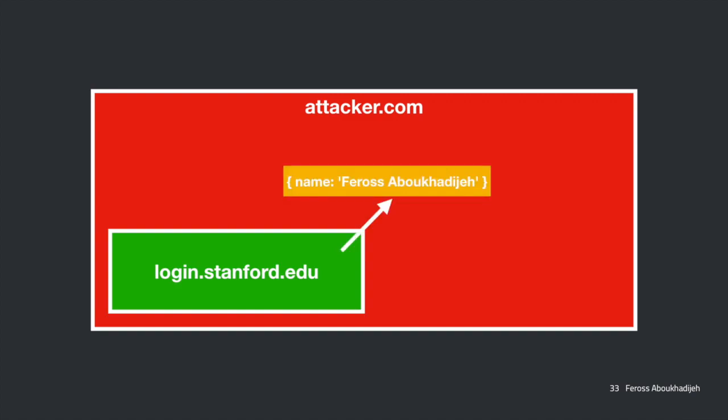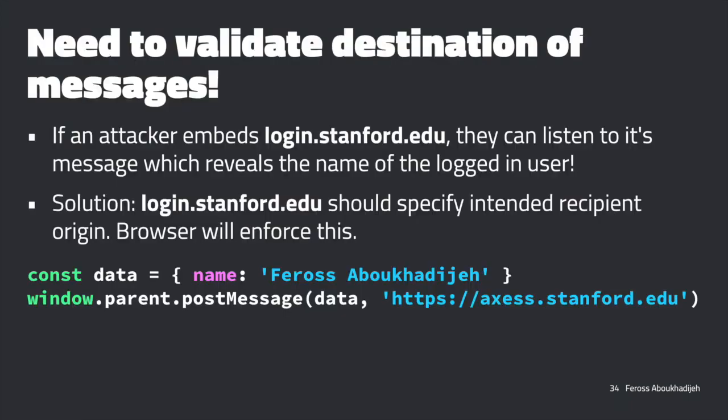Just to review this, the way we solve this is we need to validate the destination of where we're sending our messages. If we don't do that, then any attacker can just embed this page and find out who's logged in. So the way to do this is to just have the browser do it for you. The API supports this additional parameter here, and you just say, this is the origin that I'm trying to talk to. And the browser will just not let this message go through if the parent is not matching this origin.